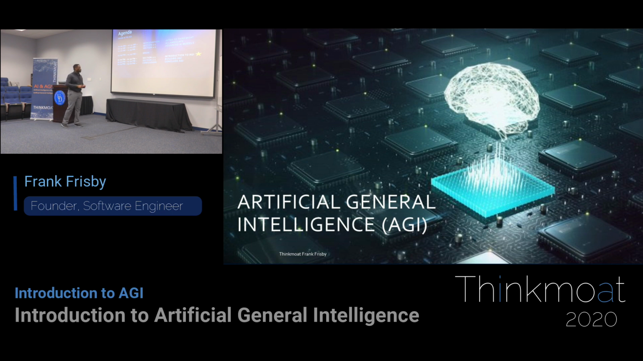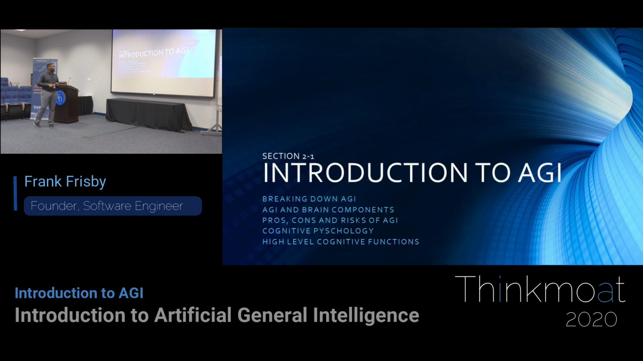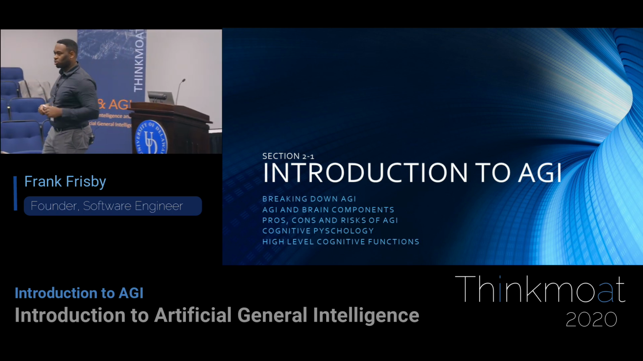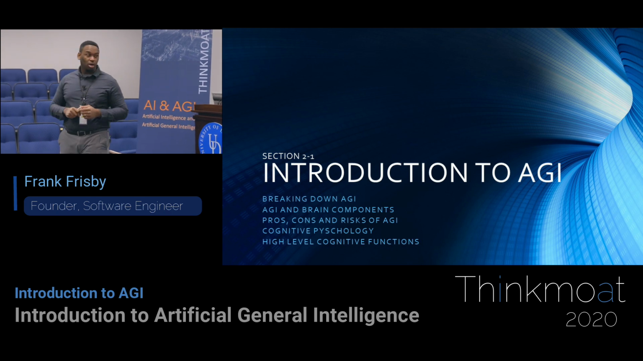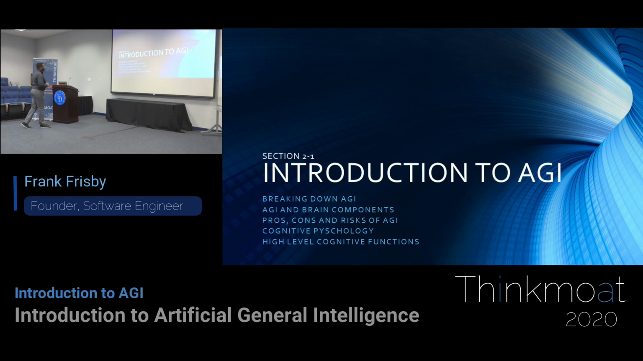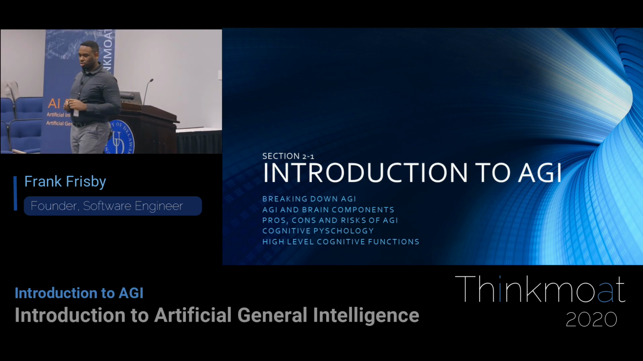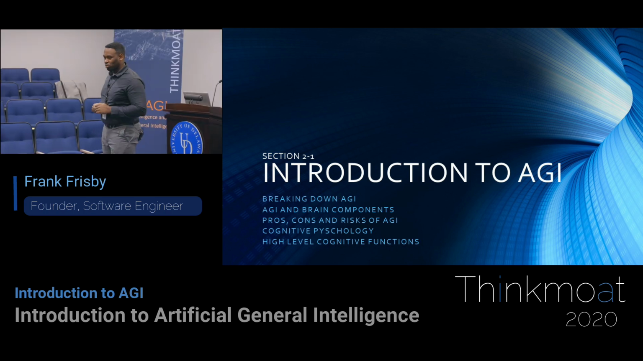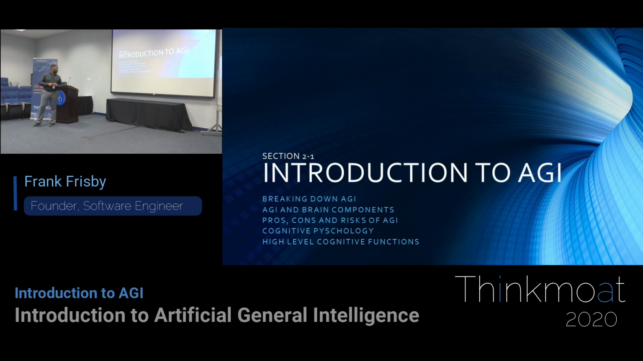All right, so we're going to go into introduction to AGI, and then we're going to go into building AGI, and we'll have our conclusions on AGI. So, for the introduction, we're going to break down AGI. We're going to go into the components of AGI, which is like the inner workings of how the brain works. There's going to be a lot of neurology in this part. Some of the pros and cons of having AGI, which is where a lot of debate could be. And then we're also going to have some cognitive psychology that goes into AGI, and then high-level cognitive functions.